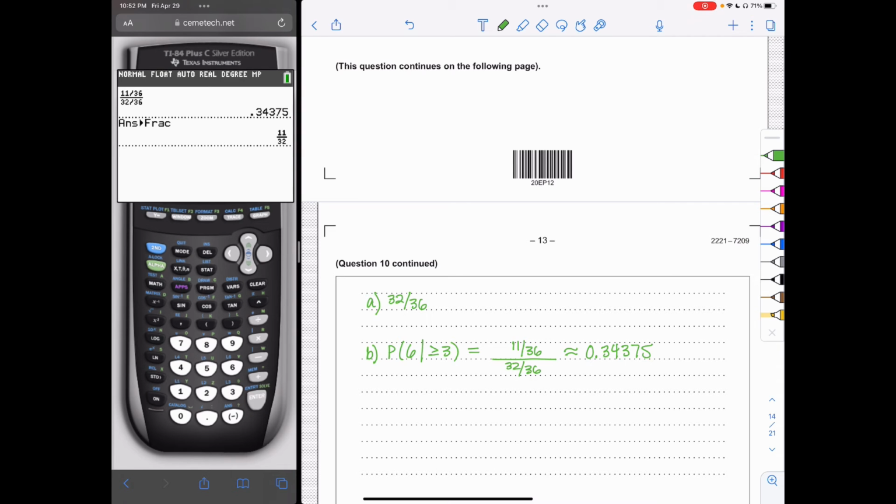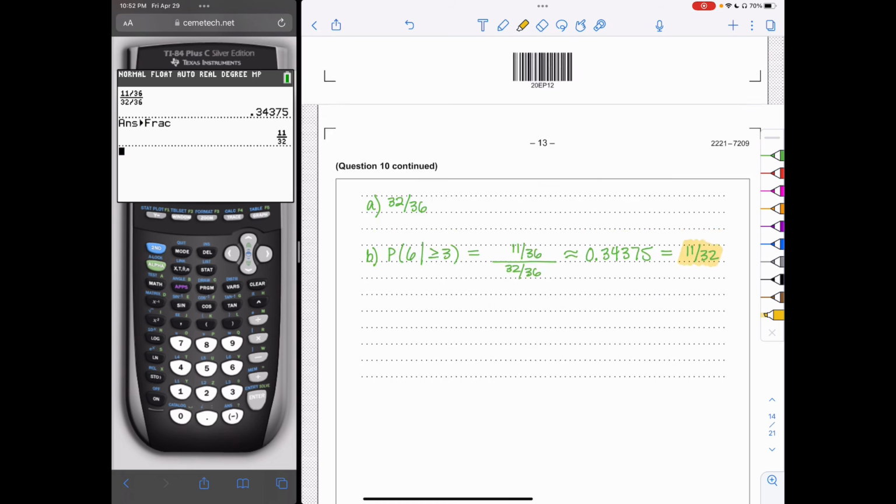And of course, if I put this as a fraction, I will end up getting 11 over 32. That'll be your probability. You could put it as a decimal or you can put it as a fraction. That's totally up to you. If you want to put it as a percentage, that's fine as well. You will have about 34.4% if you are on the 3 s.f. rule.